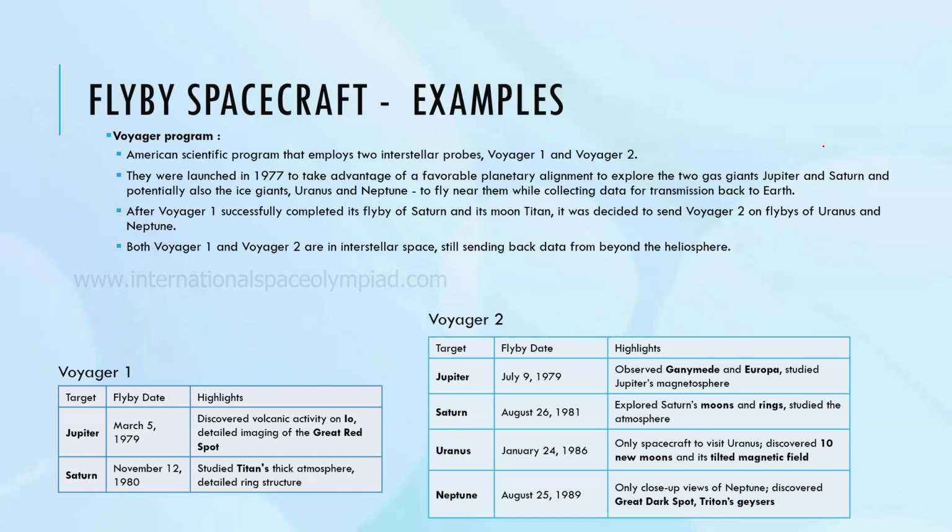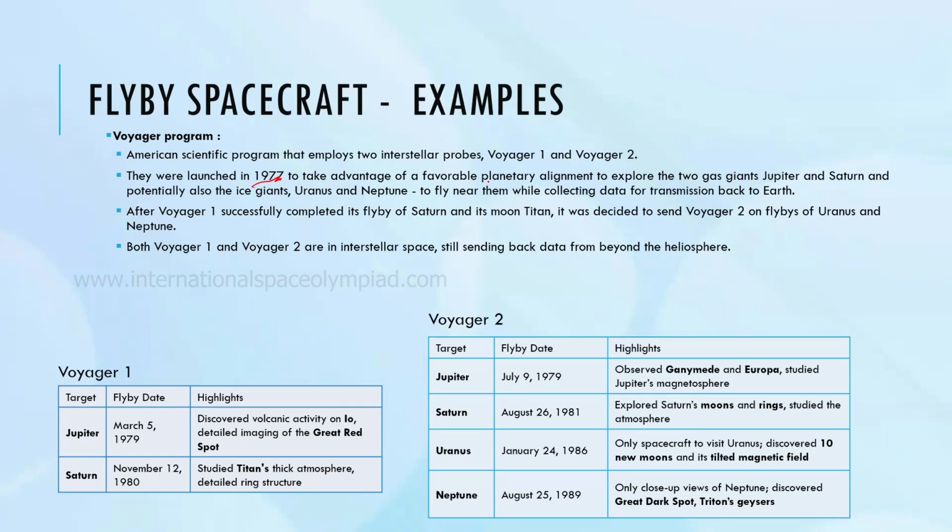Now, this is the best example for a flyby spacecraft, and one of the most important space missions in the history of space exploration. That is called the Voyager program. That consists of two probes called Voyager 1 and Voyager 2. They were launched in 1977 to take advantage of a favorable planetary alignment, to explore the gas giants and to have a gravitational slingshot, because they get more energy from them.